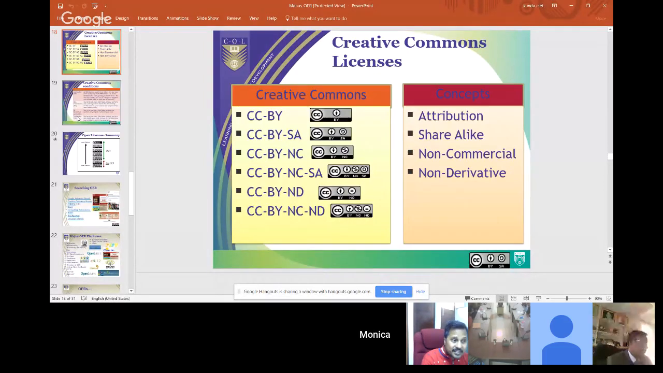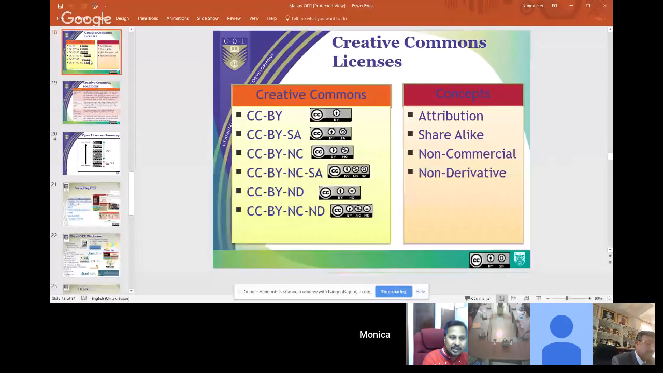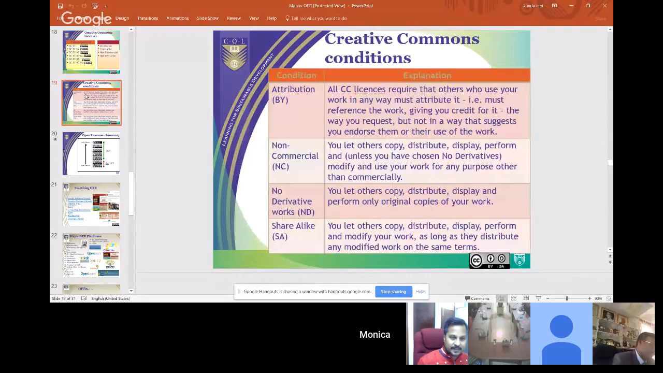And these are the 6 major icons which they prepared, which are easy to understand, for using any kind of materials that the authors intend to be used. Let me go through these 4 concepts.